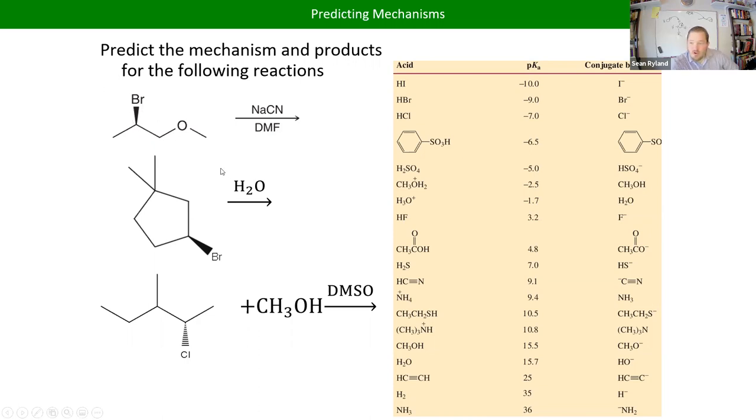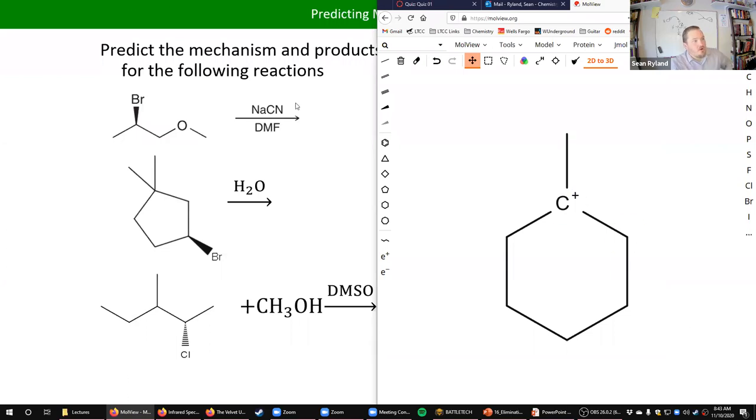So if we're trying to decide what mechanism something's going to go through, we look for what the solvent is. We look at, is it primary, secondary, tertiary? And we look at what our nucleophile is. So for this first example, we have DMF, which, if you don't remember what it stands for, that's fine. We do want to remember it's a polar aprotic solvent. And our nucleophile, if we look at what the other reactant is, we've got sodium cyanide.